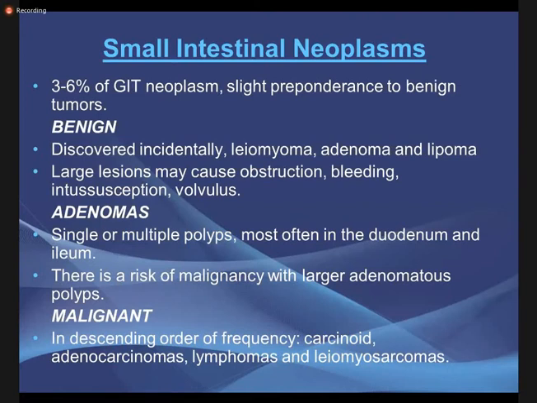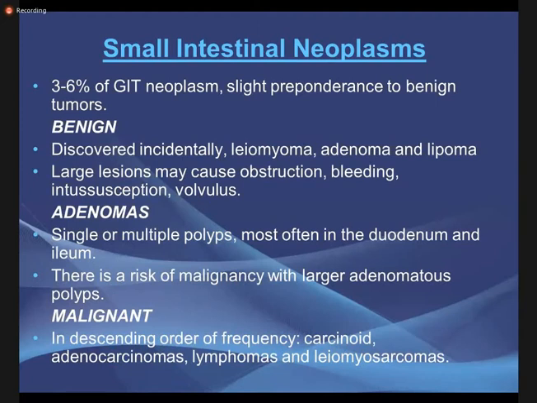This is 3 to 6% of the GIT neoplasm, with a slight preponderance to the benign tumors. There are malignant tumors, but commonly the benign tumors are found here, discovered incidentally, that is leiomyoma, adenoma, and lipoma. And the large lesions, although they are benign, may cause obstruction, bleeding, intussusception, and volvulus. So what is leiomyoma?